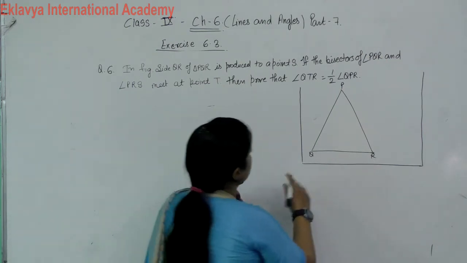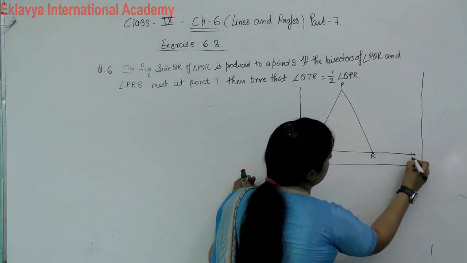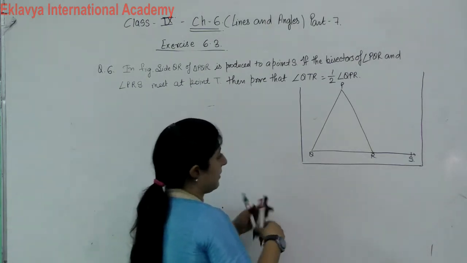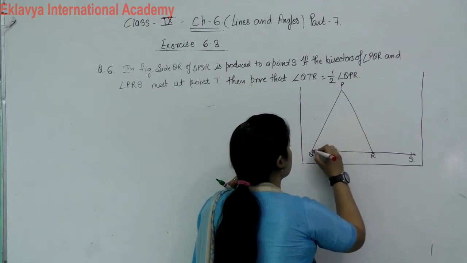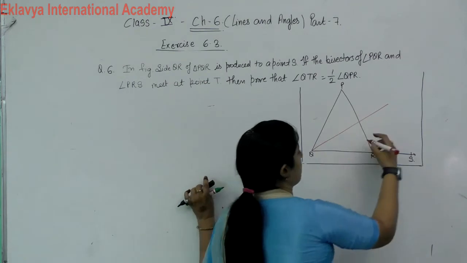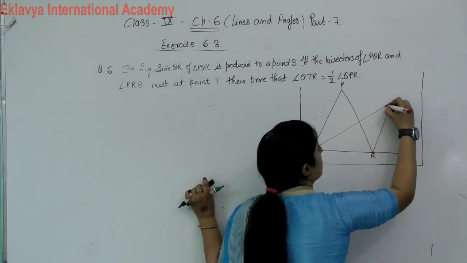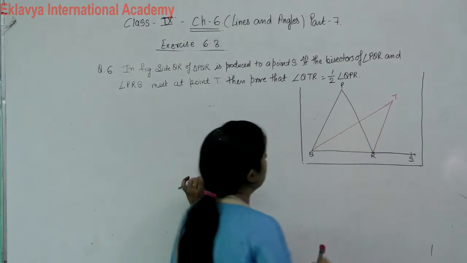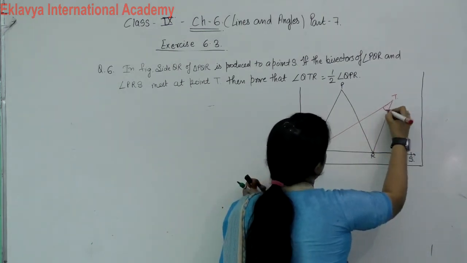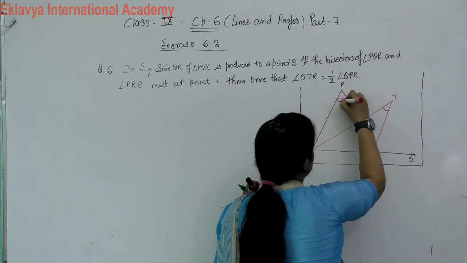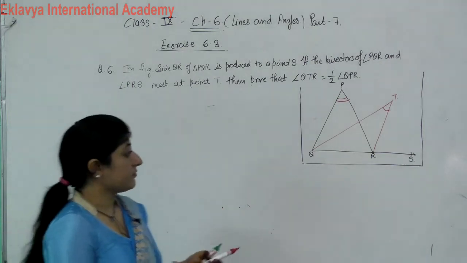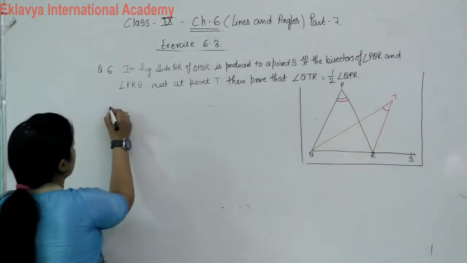In triangle PQR, side QR is produced to S. The bisector of angle PQR and the bisector of angle PRS both meet at point T. Then this becomes angle QTR. We have to show the relation of this angle with this angle: QTR is half of angle QPR. Now see how to solve it.